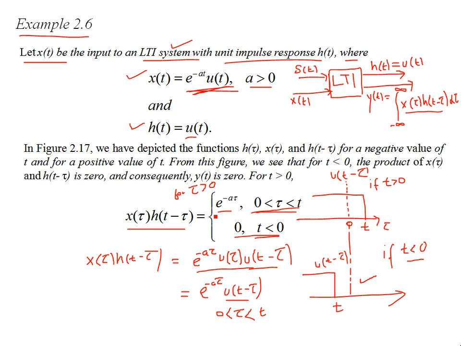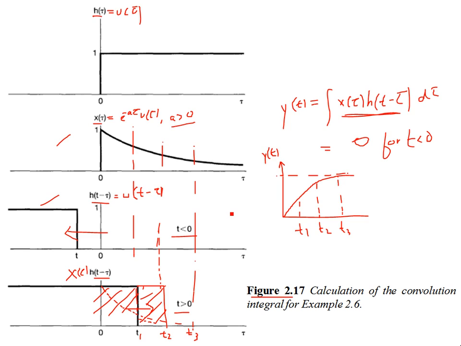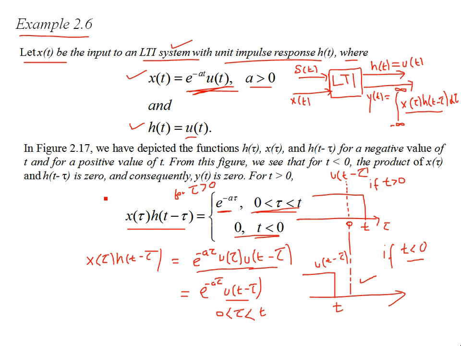But analytically, if you have to solve this, then you can carry out the integration. This is a simple exponential function, and if you do that in this region, basically you have to integrate x(tau) h(t minus tau) d tau.